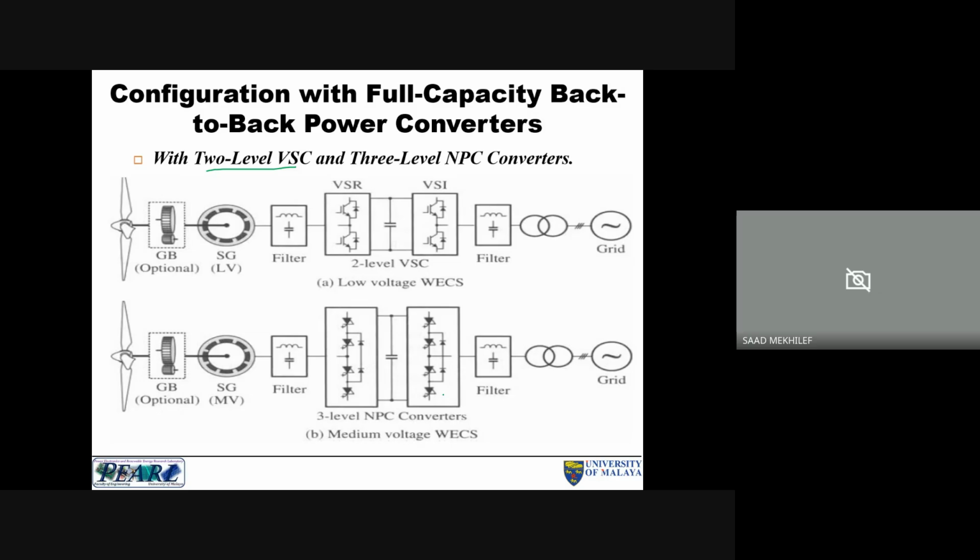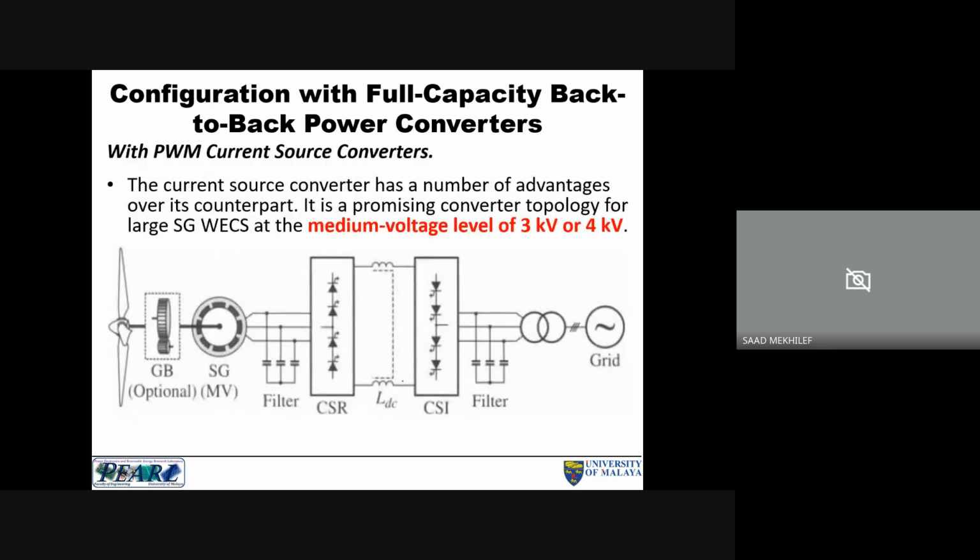But what they do is use modular converters. In modular, in case one fails, they remove the whole module and put in a new module. So in terms of reliability, it's actually much better compared to multi-levels. However, multi-levels nowadays are becoming quite attractive, especially the MMCs, the modular multilevel converters.